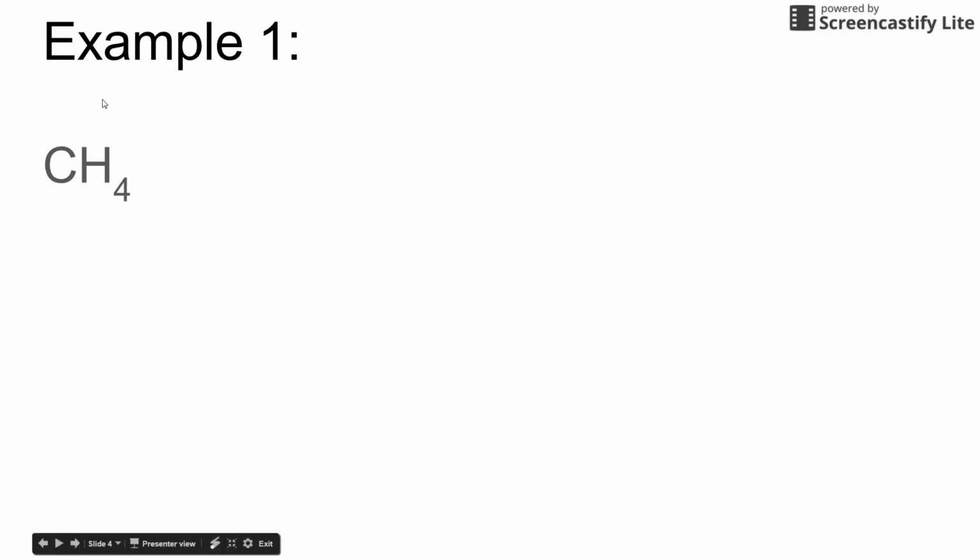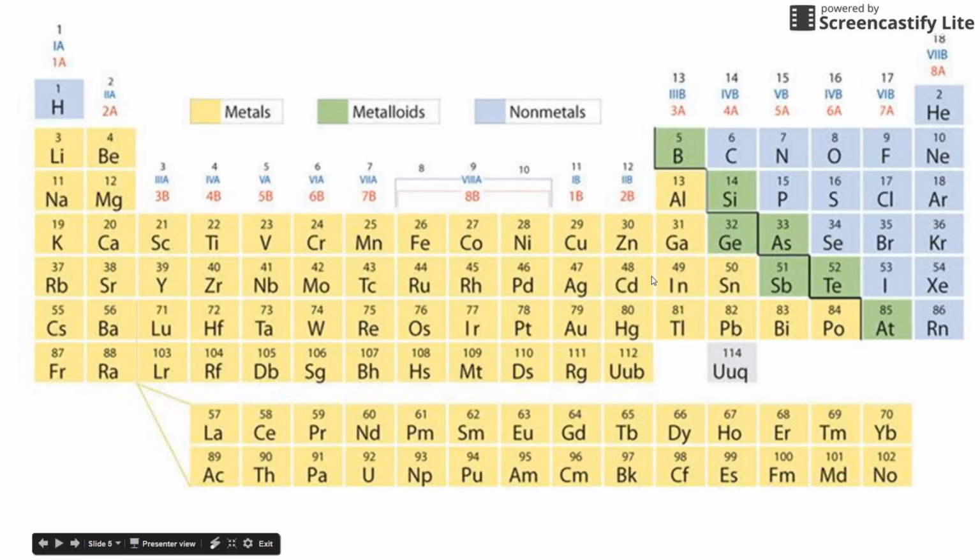So this compound here is called methane. You always refer to the periodic table to get the number of valence electrons. Carbon here is in group 14, so that's 4 valence electrons. Hydrogen is in group 1.